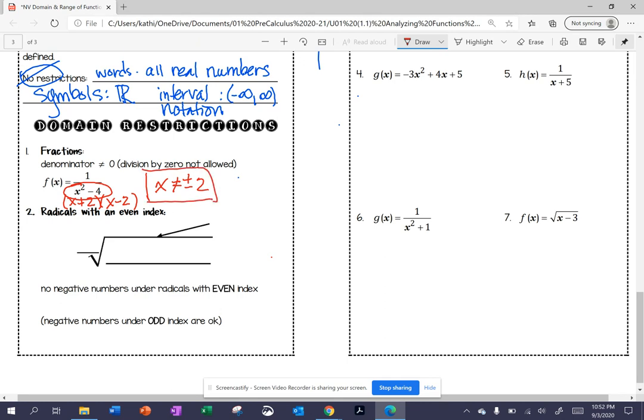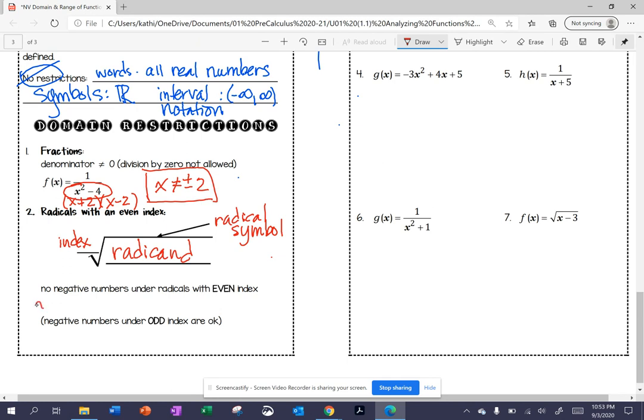Okay, so next I'm looking for when I have radicals, and I'm only looking at an even index. This is my radical symbol. What's under the symbol is called the radicand, and the number I see over here is called the index. If there's no number, the index is 2. So I'm interested in just radicals that have an even index.